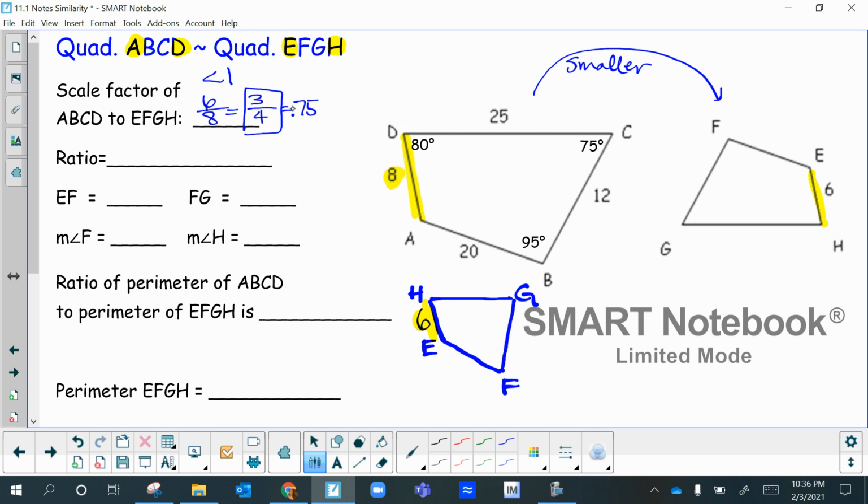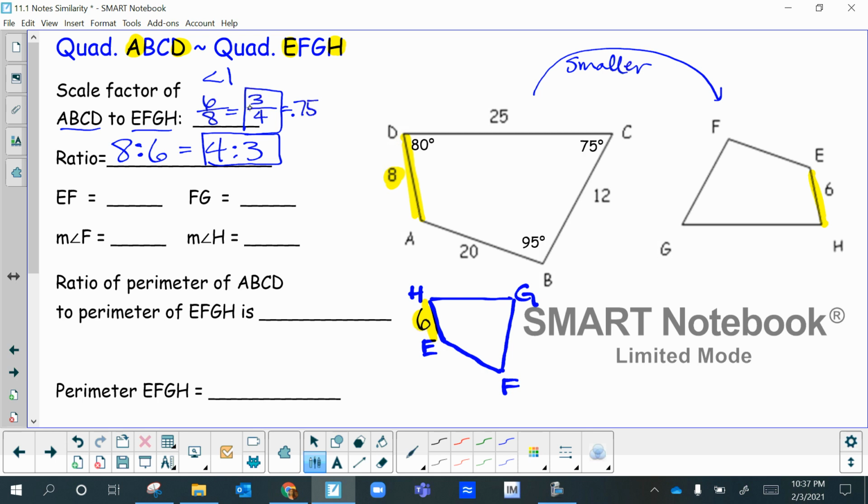Now let's look at our ratio. Remember, our ratio goes from the original to the new one. So since it says it's going from ABCD to EFGH, it's getting smaller. So we're going to say 8 to 6, which we definitely want to reduce. So it's going to be 4 to 3. You see how the ratio is different, but kind of similar to the scale factor, okay? 4 to 3 is different from 3/4. All right, so we're just going to use that to solve for some sides.